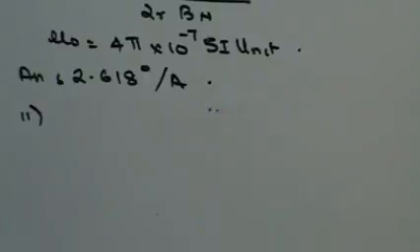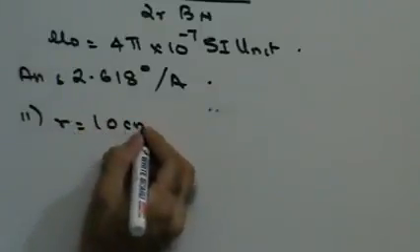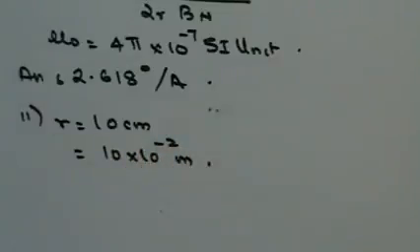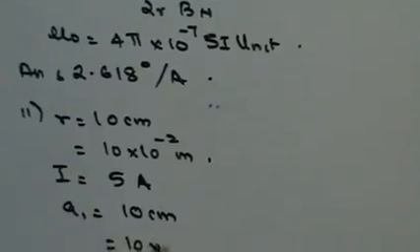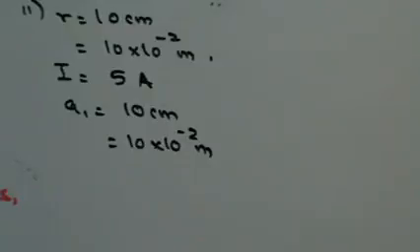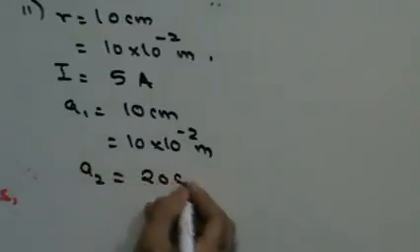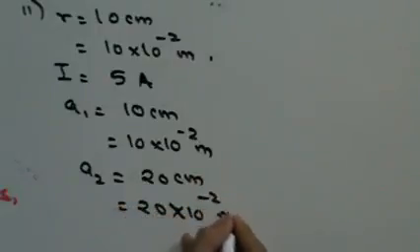A solid wire of radius 10 centimeters carries a current of 5 amps. Find the magnetic field at a distance of 10 centimeters, 20 centimeters away from the axis.